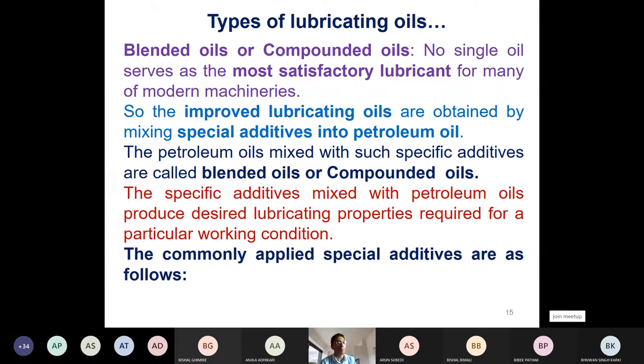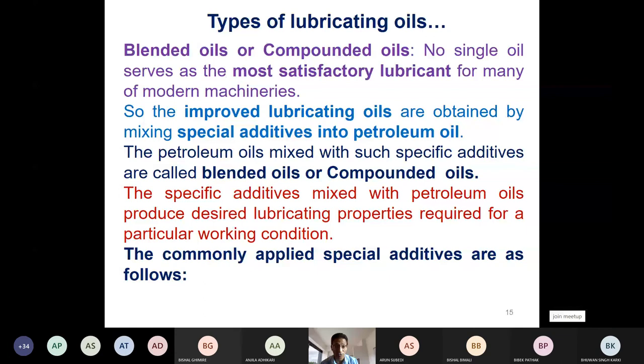And next is blended or compounded oil. No single oil serves as the most satisfactory lubricant for many modern machines. A single lubricant can't work properly in modern machineries. So improved lubricating oils are obtained by mixing special additives into petroleum oil. When we add special substances to petroleum oil, the oil becomes an improved lubricant oil. Petroleum oil mixed with such specific additives is called blended oil or compounded oil. The specific additives mixed with petroleum oil produce the desired lubricating properties required for particular working conditions.